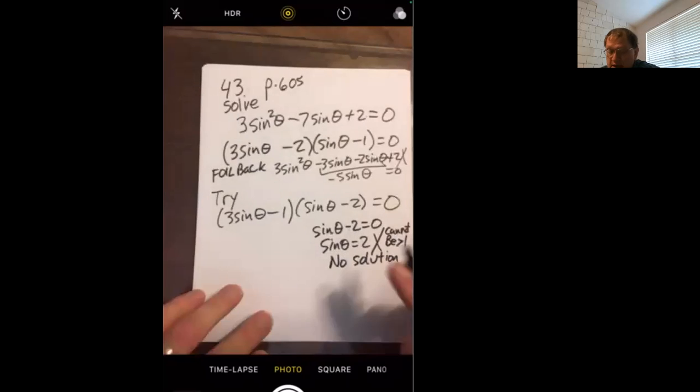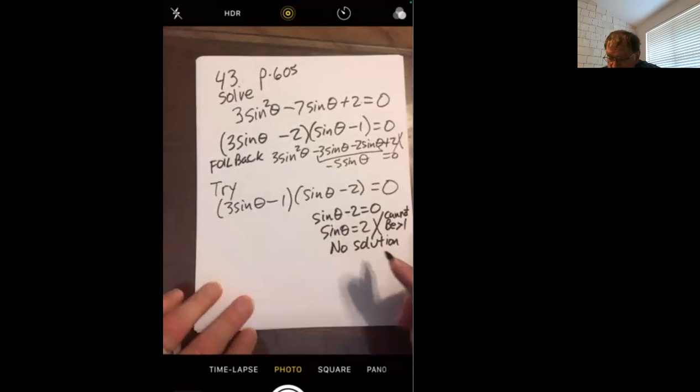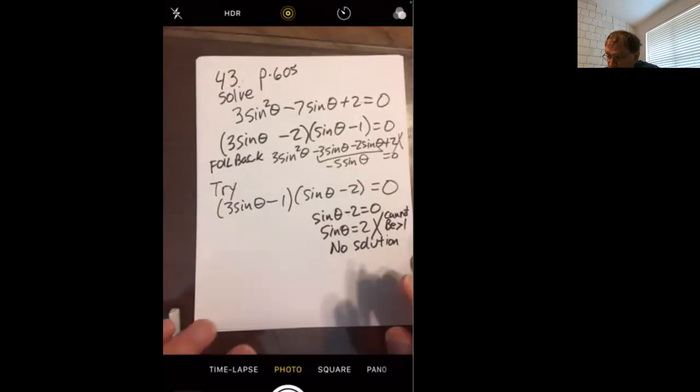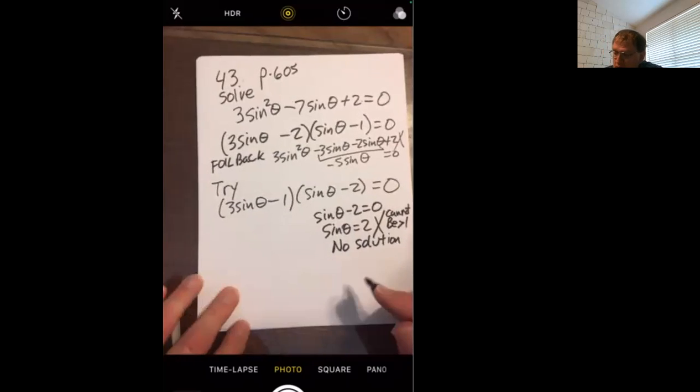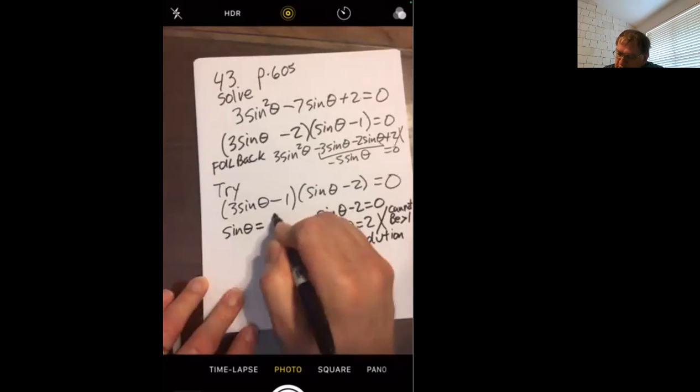Now remember, it doesn't work for tangents. There's no rules on tangents. That's the ratio of y to x, and that can be anything. But sines and cosines, sine is the y leg, cosine is the x leg, they can never be bigger than the hypotenuse of 1. Now, this one's going to work. Can you tell you're going to get sine theta equals positive 1/3?